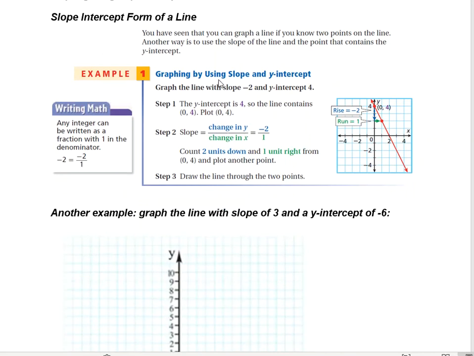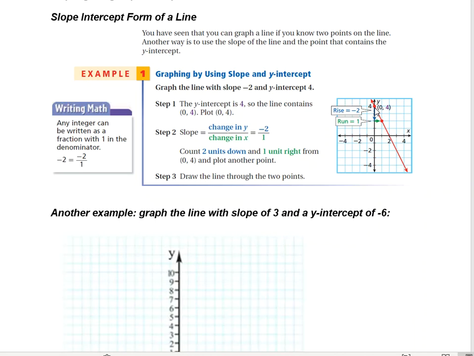Here we have an example that says how to graph by using slope and y-intercept. Sometimes you will be given the slope and the y-intercept, and we can use that to graph what the line would look like. The first step is always to put the y-intercept on the graph. Here we see that the y-intercept is 4, so they put a point at 0, 4. That first point was right there.